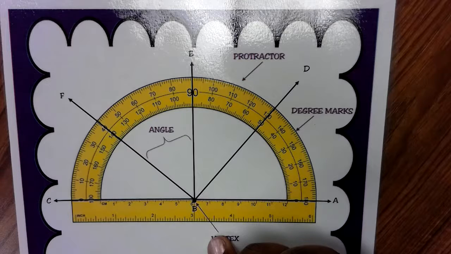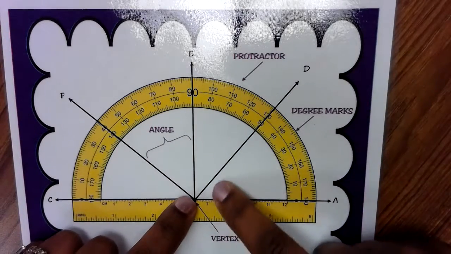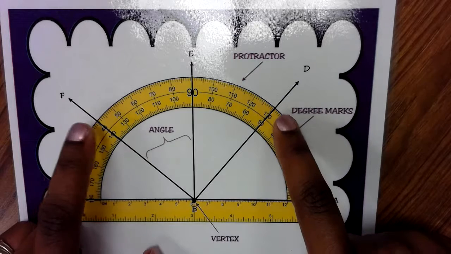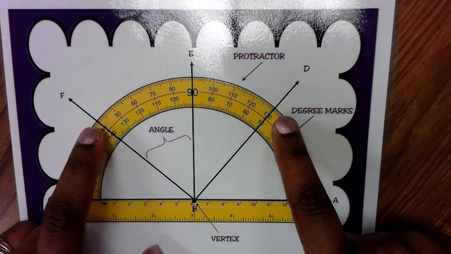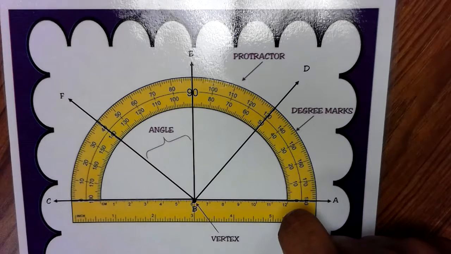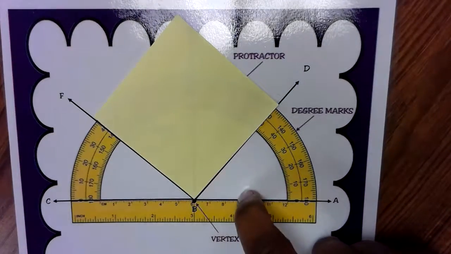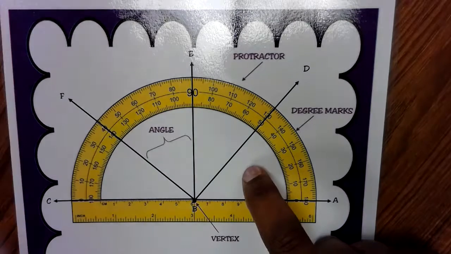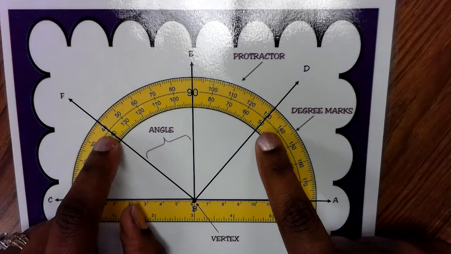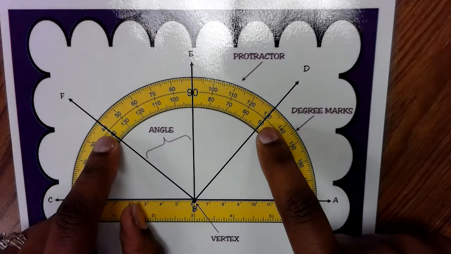Let's try another type of angle. Let's say that I want to have the measurement of angle FBD. Well, neither of my rays are on 0. So if I use the top scale, I can actually subtract 130 minus 40 and I would get 90. If I put my corner square inside, I can tell that it is exactly 90 degrees. If I chose to use the inner scale, I could take 140 and find the difference of 140 and 50. That's subtraction. 140 minus 50 is 90.